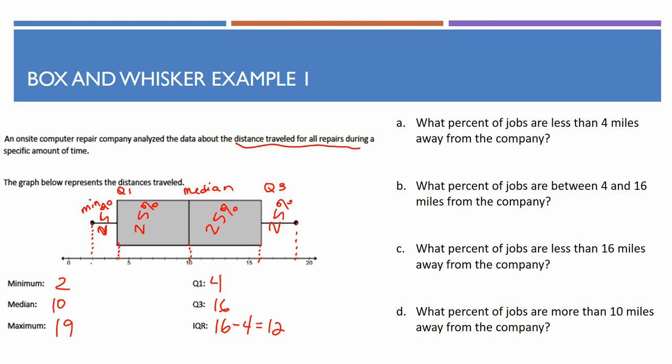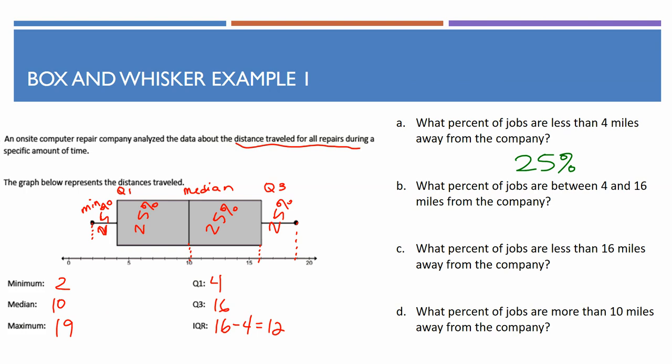Letter A, what percent of jobs are less than 4 miles away from the company? So I look at my number line, or I can look at the 5-number summary numbers that I identified. 4 miles away from the company, that's right here, right? So less than 4 miles would be anything below that. So what percent do I have less than that? Just that 25%. All right? So that's part A. The answer is just 25%.